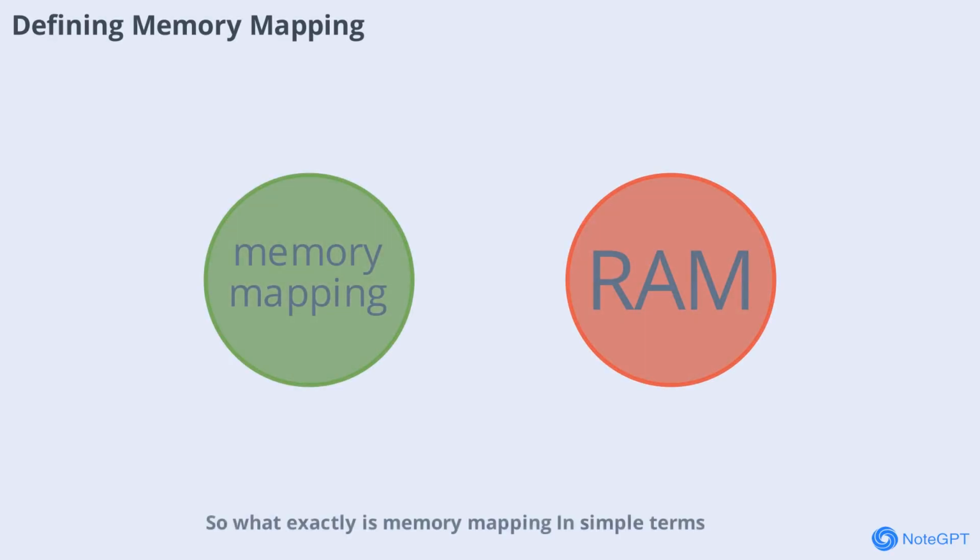What exactly is memory mapping? In simple terms, memory mapping is a technique that allows a computer program to access files or devices as if they were part of the computer's main memory. Instead of reading and writing data through traditional file operations, memory mapping lets programs treat data as if it's already loaded in RAM. This approach can significantly speed up data access and manipulation, making it a popular choice for high-performance applications. Let's explore how this works in practice and why it's so efficient.